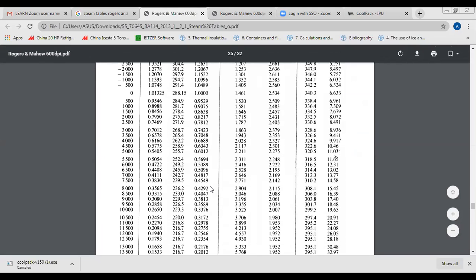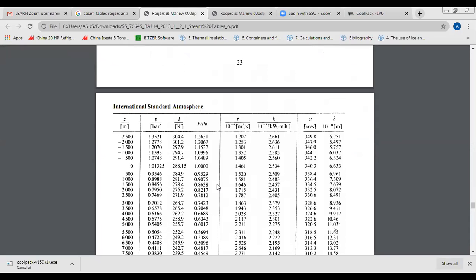But if you go to CoolPack, everything is there, including this. That's the advantage of having CoolPack software.